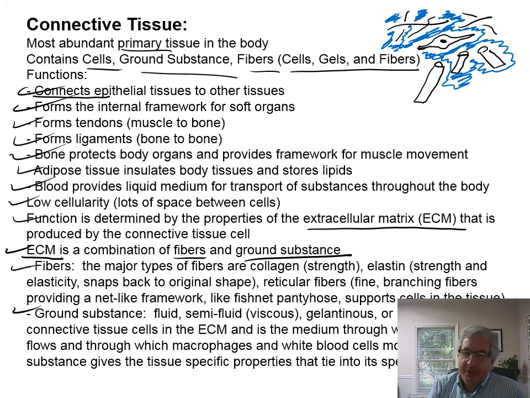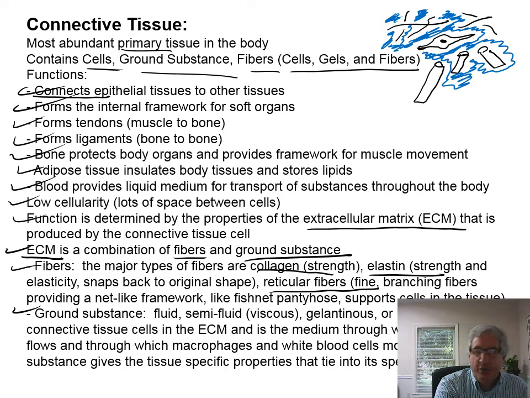Fibers: the major types are collagen, which gives you strength; elastin, which gives strength and elasticity; and reticular fibers, which are fine branching fibers. So those are the major types of fibers: collagen, elastin, and reticular fibers.